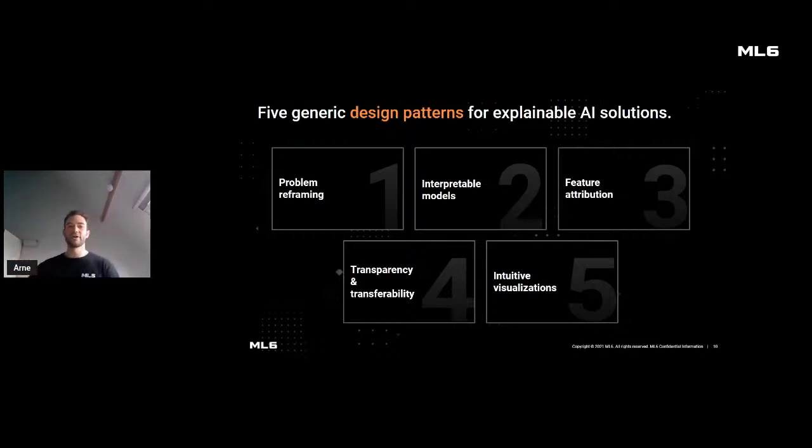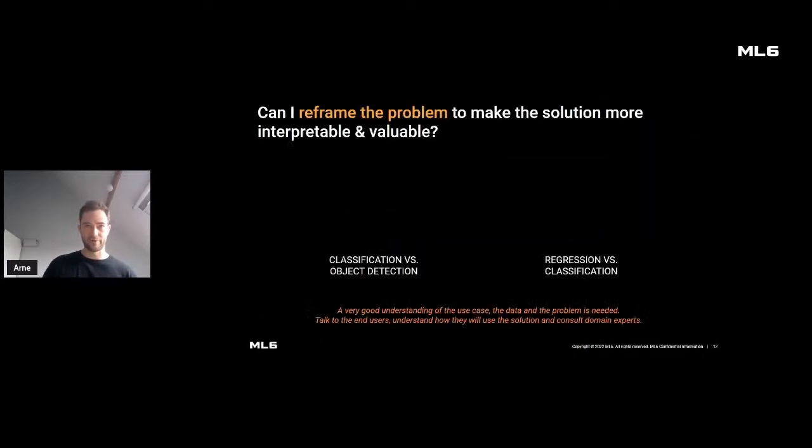So we have 5 generic design patterns that we are looking for when tackling a project at ML6. The first one is problem reframing. Then we go on to interpretable models, feature attribution, transparency and transferability, and finally intuitive visualizations. So the first one, problem reframing.